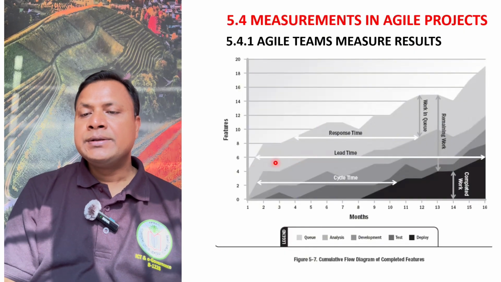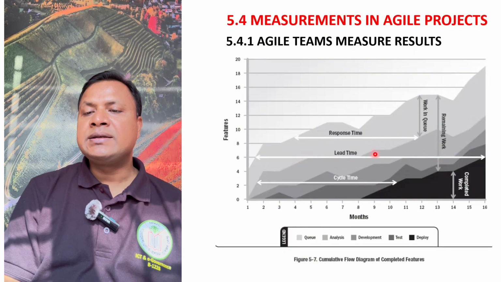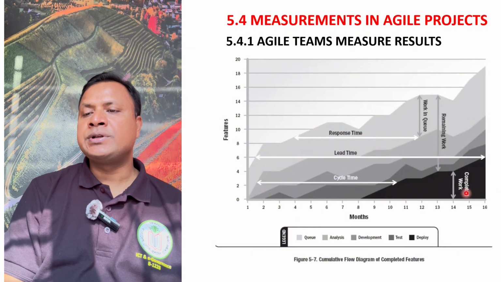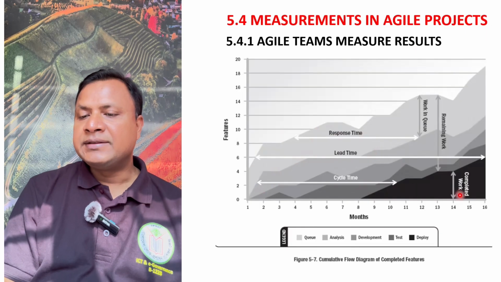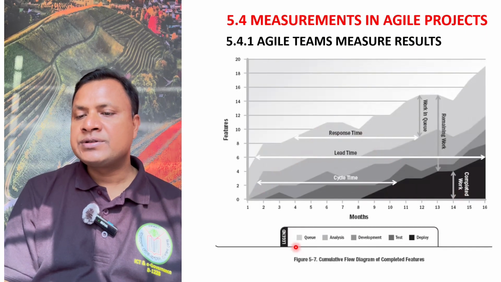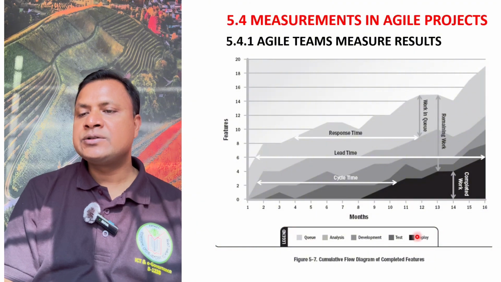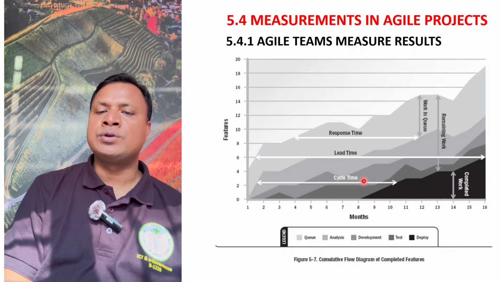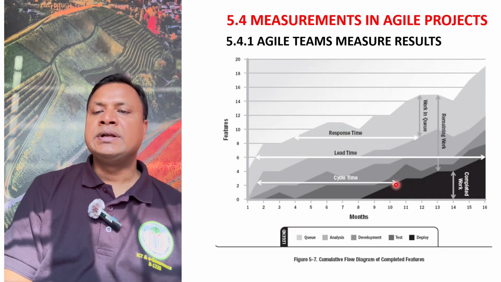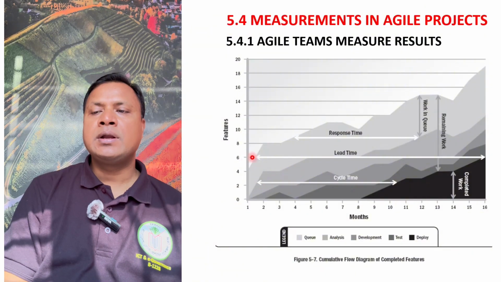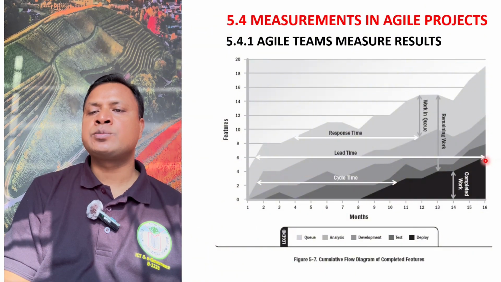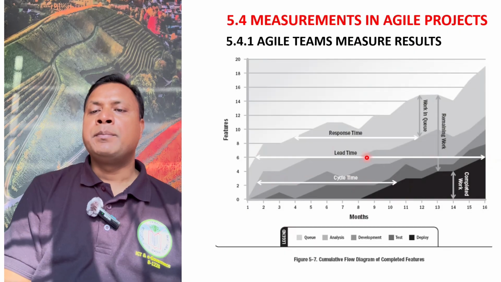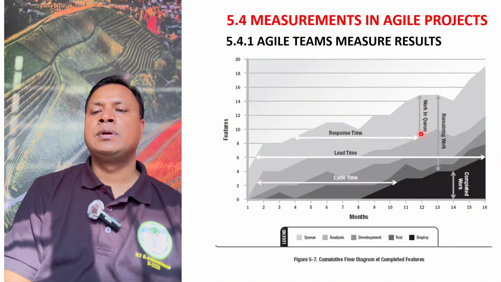This is another figure where you can find the cycle time, lead time, and response time. You see this part is the completed task, and this part is actually in process. If you have started but not completed, from here to here, that's called the cycle time. If you have started and also completed up to the last point, that's called lead time. But if you have not started, you are just in the queue, that's called response time. Not started.